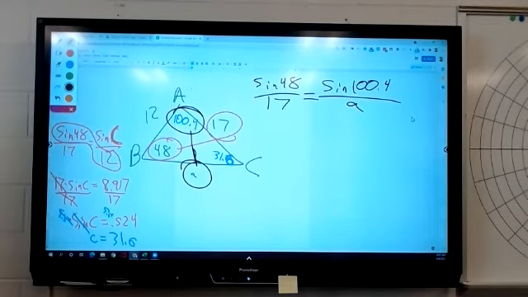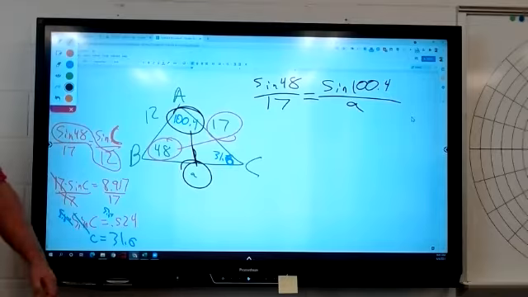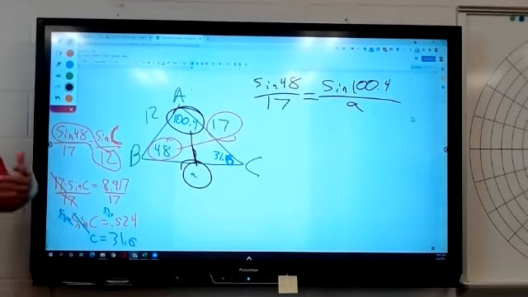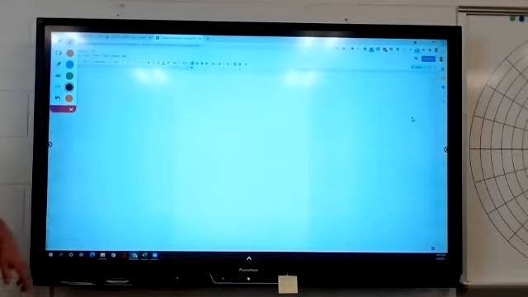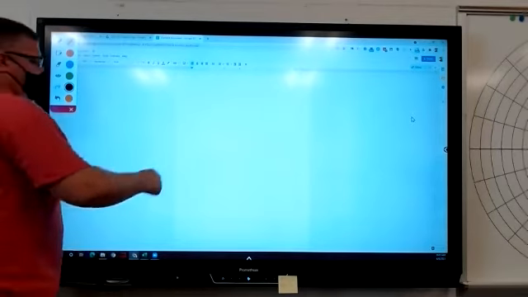Okay. Now, that's the law of sines. Why do we call this the law of sines? You're using the sine. I'm using sine. Okay, so we need to do the other one. Let's do law of cosines.